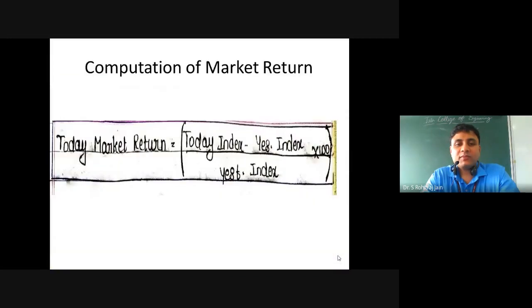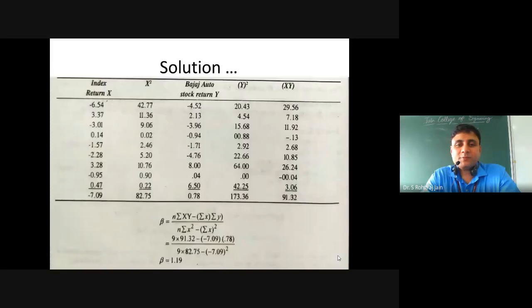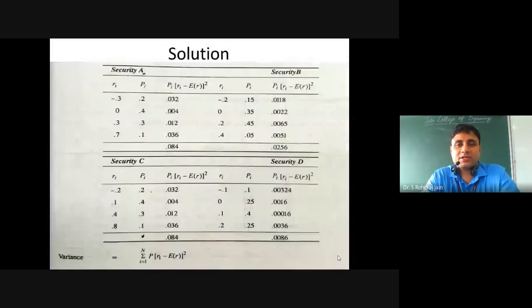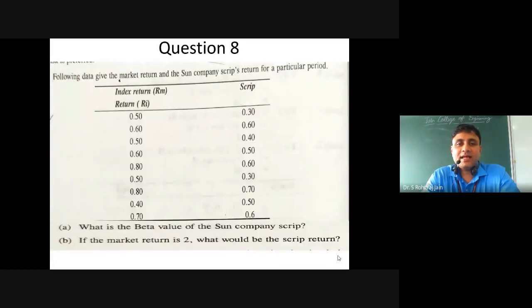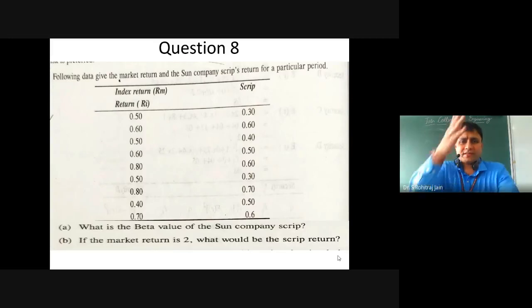By using the formula. That is, today's market return is equal to today's index minus yesterday's index divided by yesterday's index multiplied by 100. But in the present problem, that is question number 8, they have directly given us the return. Please see there. Don't get confused. So the first column there, they have given the index return.